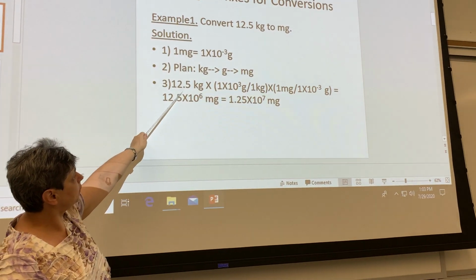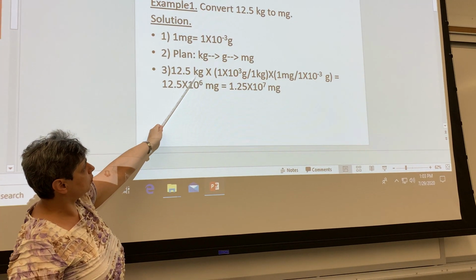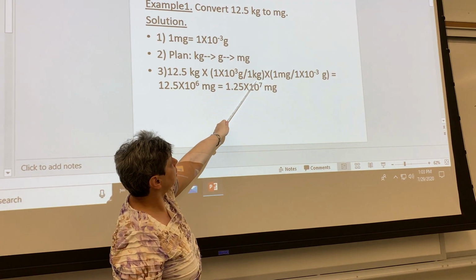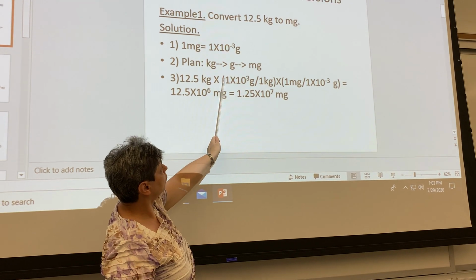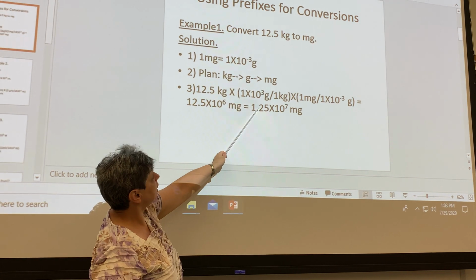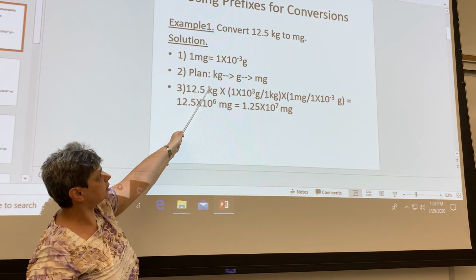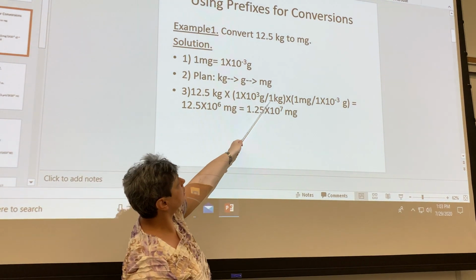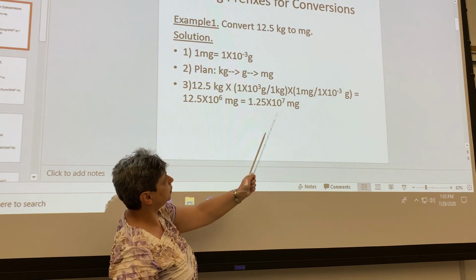I start with 12.5 kilograms because that's what I'm given, and I'm setting this up in a way so that 1 kilogram would be on the bottom of my ratio, and 1 times 10 to the third grams would be on top. Why am I setting it up this way? Well, because the goal here is to cancel out or get rid of the kilograms. So 1 kilogram should be on the bottom, and 1 times 10 to the third grams should be on top.